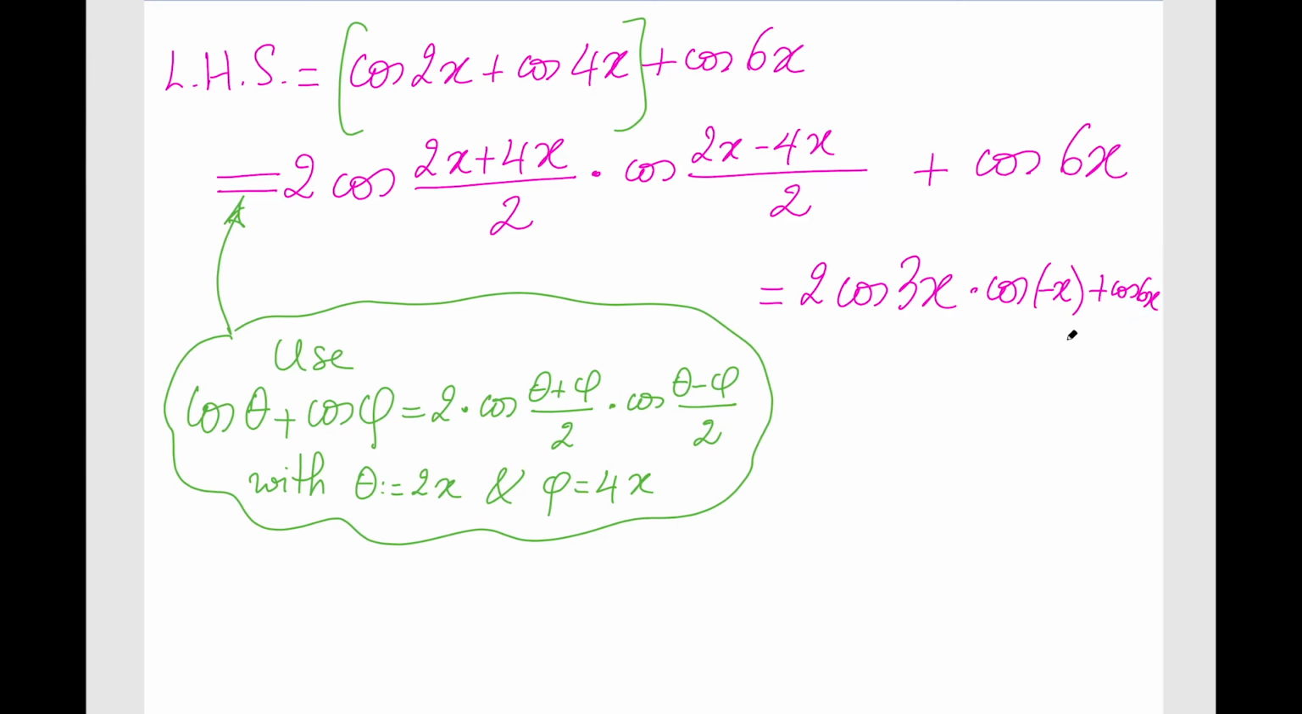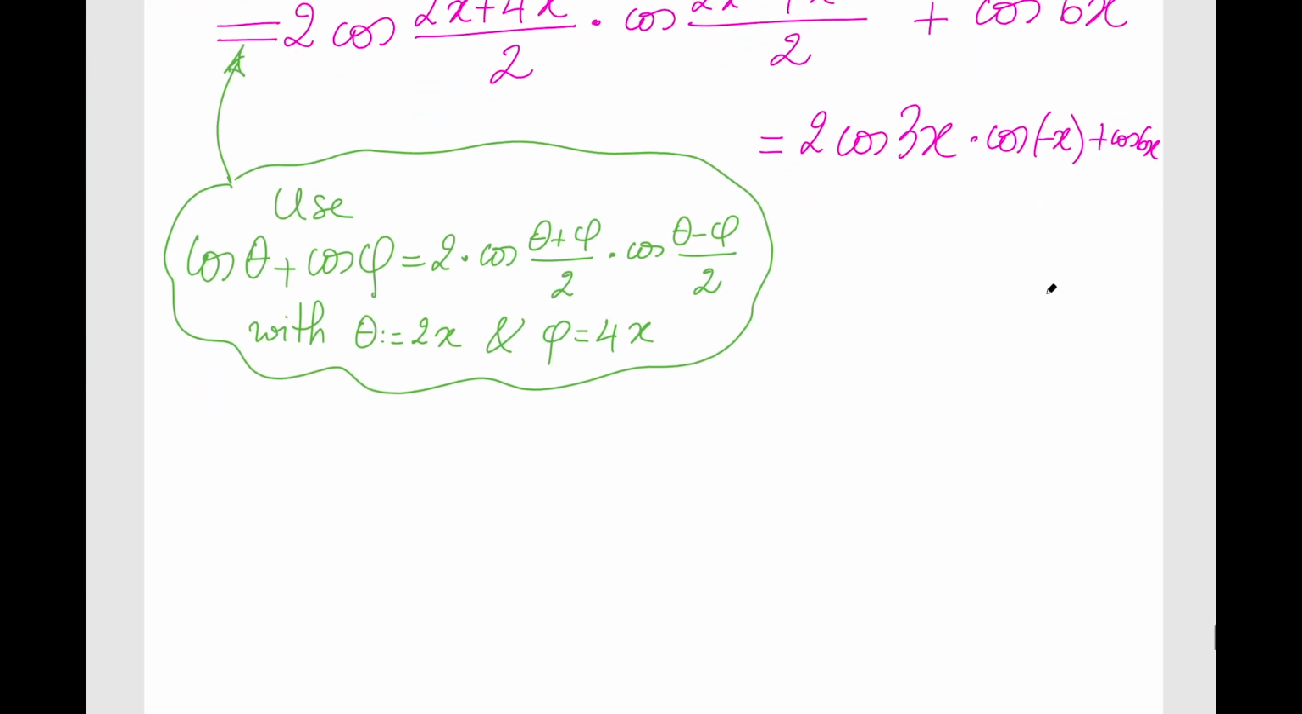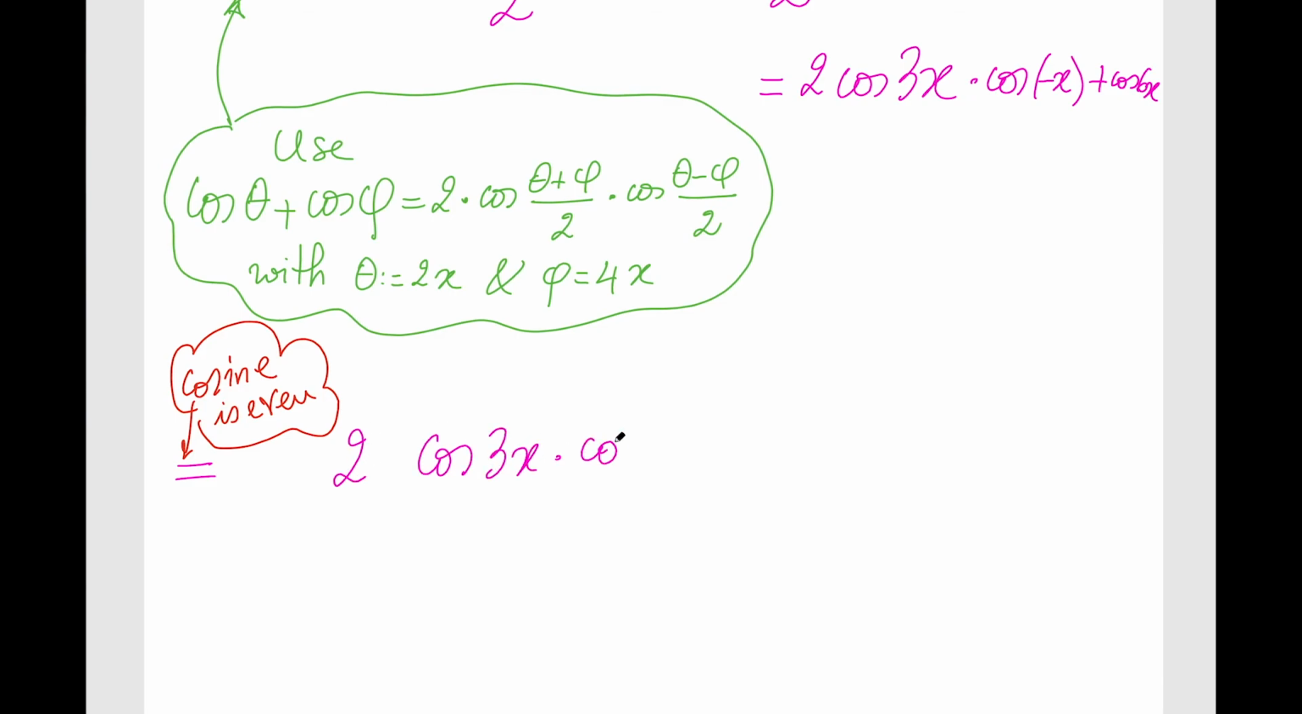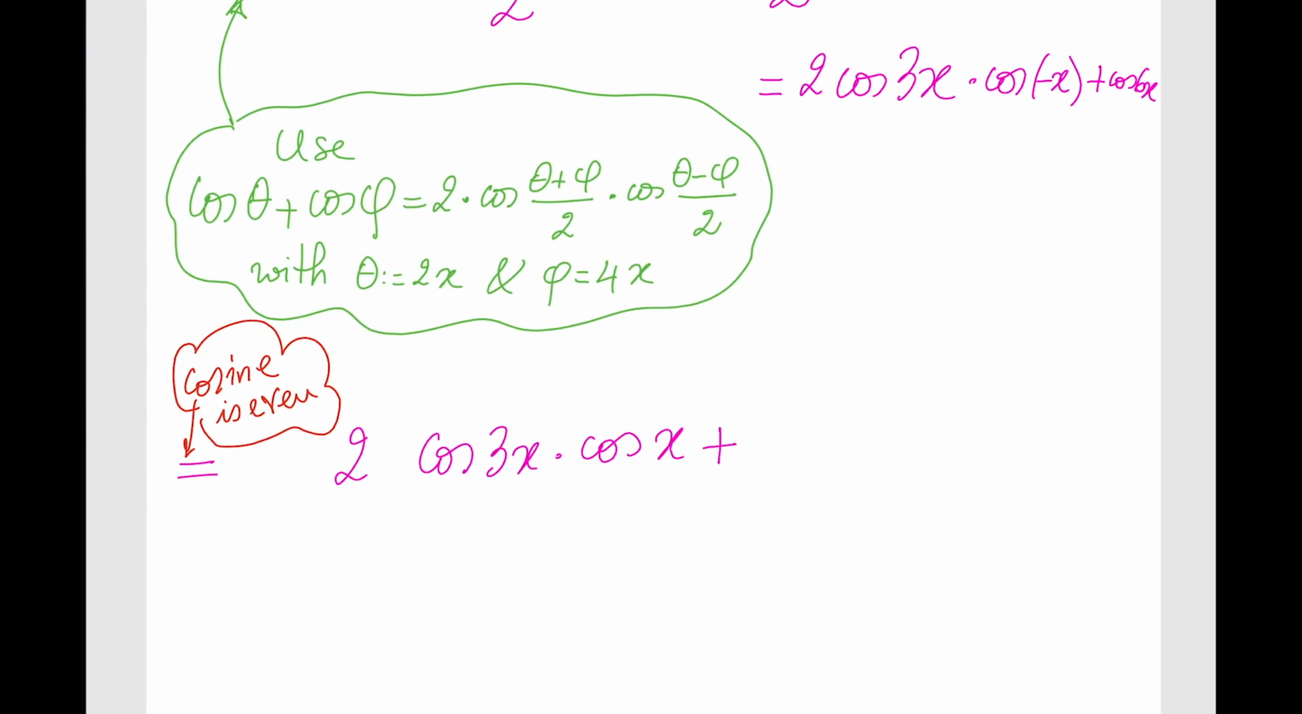That cosine of 6x. Okay, cosine is even. Don't worry about this minus sign. Cosine is an even function, which allows me to not write this minus sign. So this is equal to 2 cosine 3x times cosine of x plus cosine of 6x.